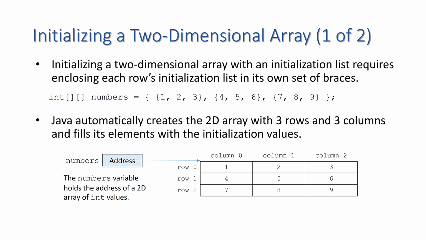An initialization list can be provided for a two-dimensional array. Each row's initialization must be enclosed in its own set of braces. Notice that no size declarators are given. Java uses the initialization list to determine the number of rows and columns in the array.